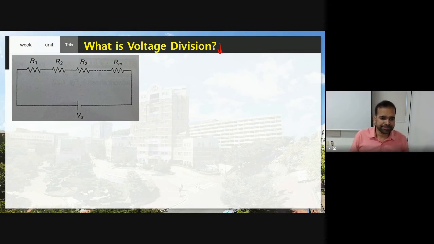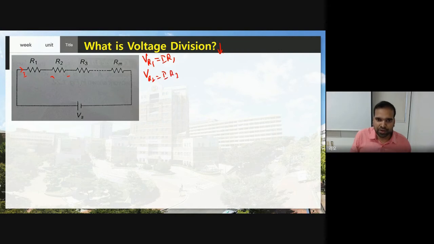Now see here, this is my voltage source. Here we have different resistors, and all are connected in series. Now if I ask you what is the voltage drop at R1, you know that the voltage drop at R1 equals, since the same current is flowing here, I R1. And what is the voltage drop at R2? V R2 equals what?